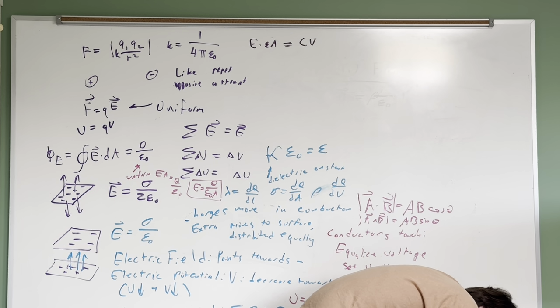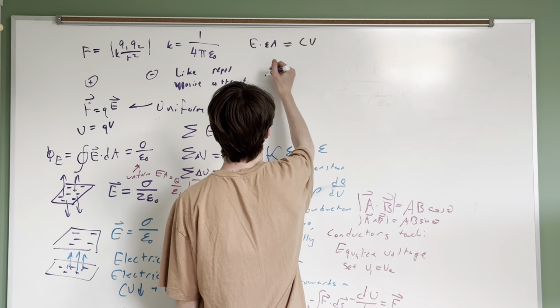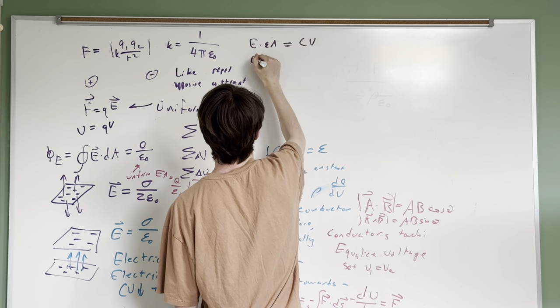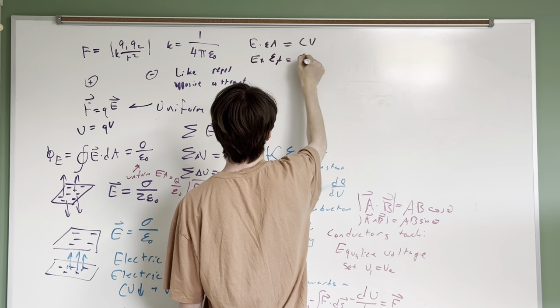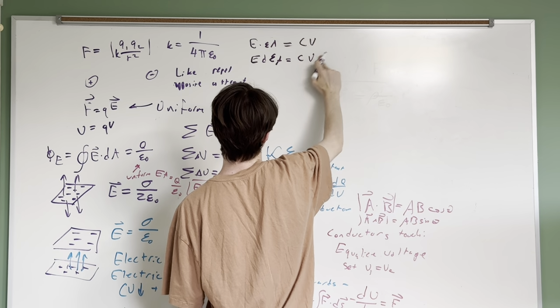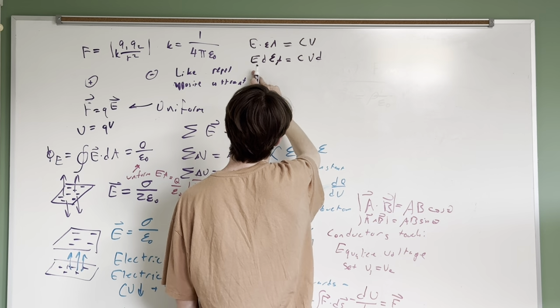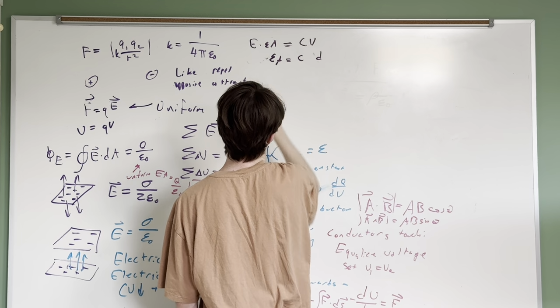That's for an ideal capacitor. Yeah, for a parallel plate capacitor. Right, so we're supposed to integrate both sides with respect to x. So we have Ex, epsilon A equals CV x. We call this d because it's the distance across them. So E times d is just equal to voltage.